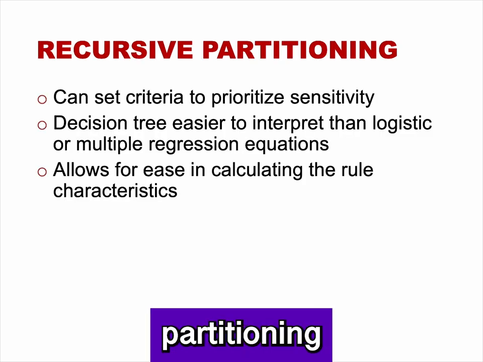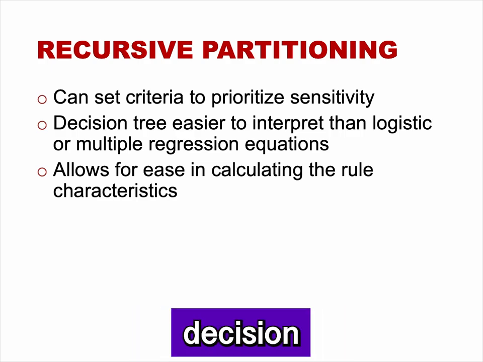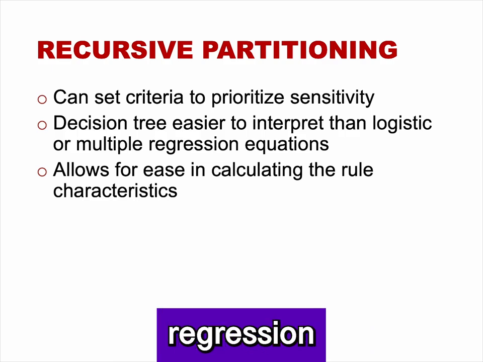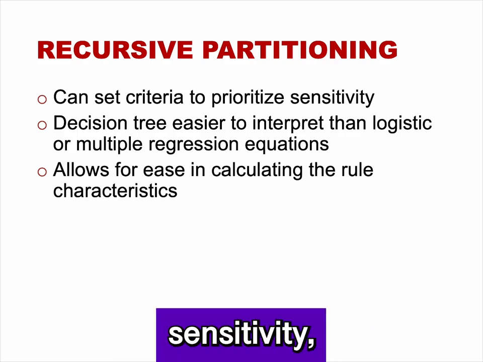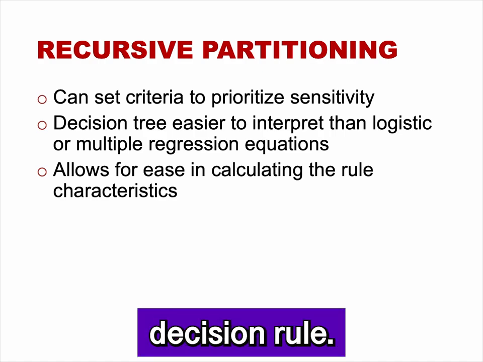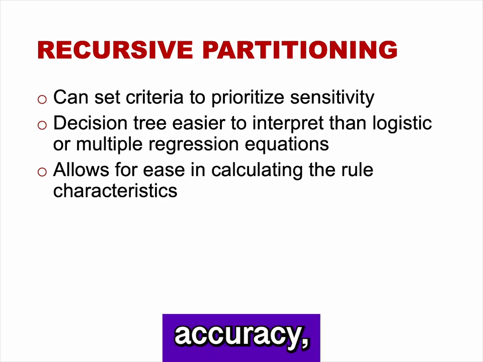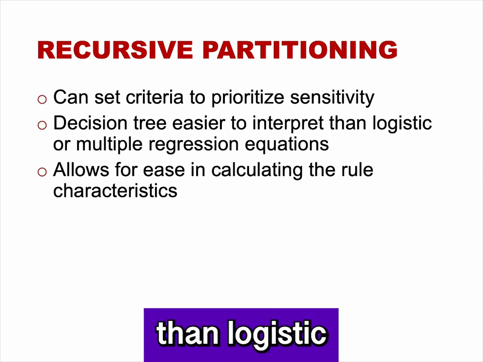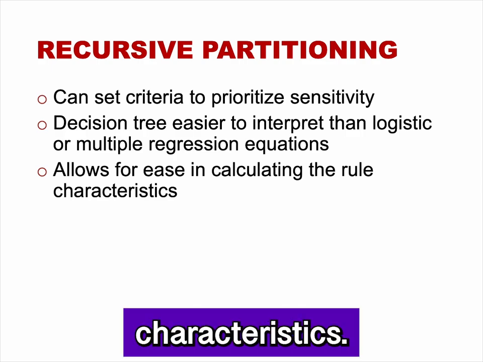Binary recursive partitioning is the most common type of multivariable analysis used in the derivation of clinical decision rules. The benefits of recursive partitioning when compared to logistic regression are that you can set criteria to prioritize a high sensitivity, which is one of the goals of deriving a clinical decision rule, while logistic regression prioritizes accuracy, and the output is in the form of a decision tree that is easier to interpret than logistic regression equations, and allows for easy calculation of the rule characteristics.